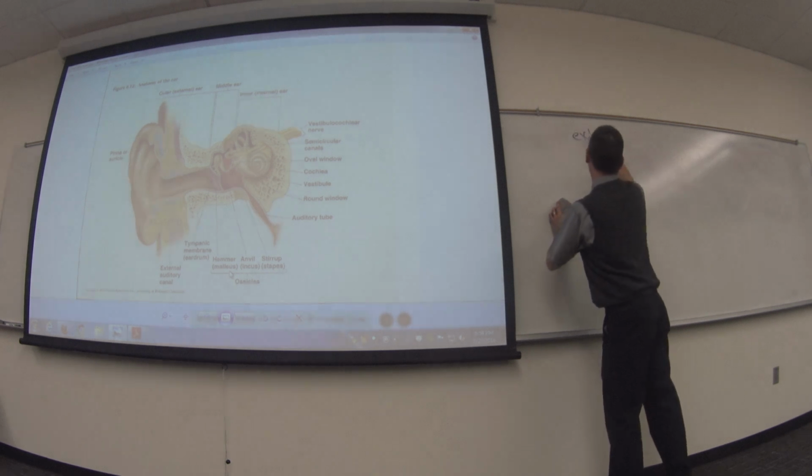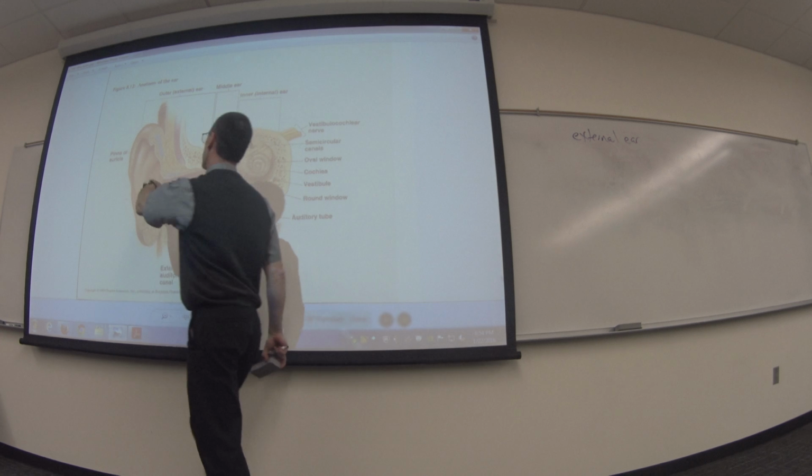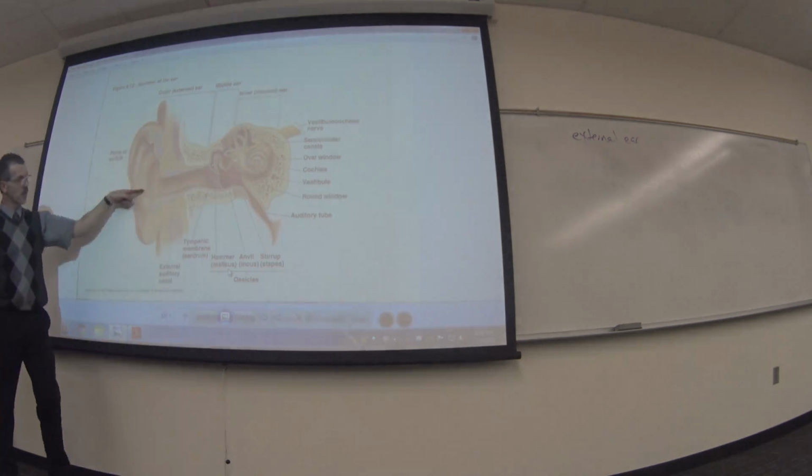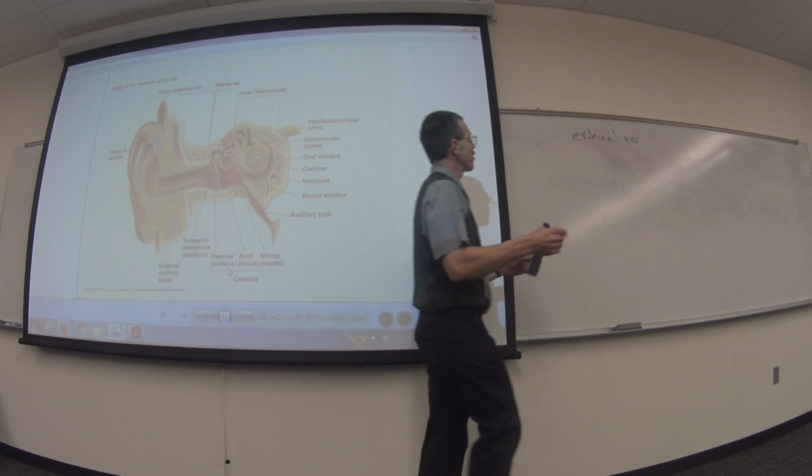Let's do the pathway. We're going to start with the external ear, this thing that you pierce over here. We're down this tube, we're going to hit this thing. What's this thing here? Tympanic membrane. Tympanic membrane, or you can say eardrum for right now.